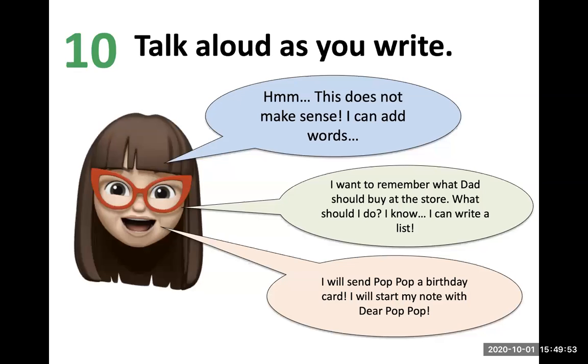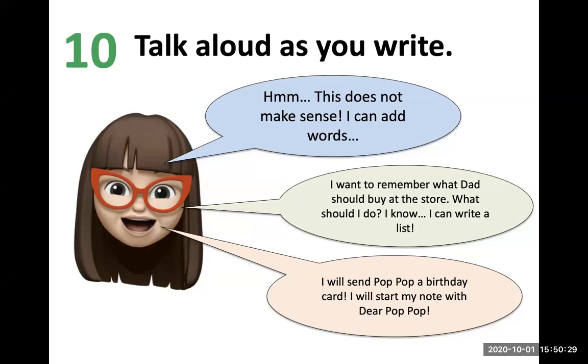Talk aloud as you write. This is really important because our children very often don't realize that they have a voice inside their heads that can help guide them as they write. So an example would be, you know, you're writing something and something doesn't make sense. And so you talk out loud. We all do this, you and I, we do this in our heads, but we don't usually do it out loud. And this way our child can hear what they should be doing in their heads.